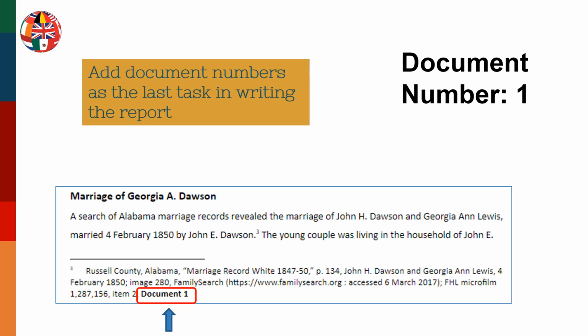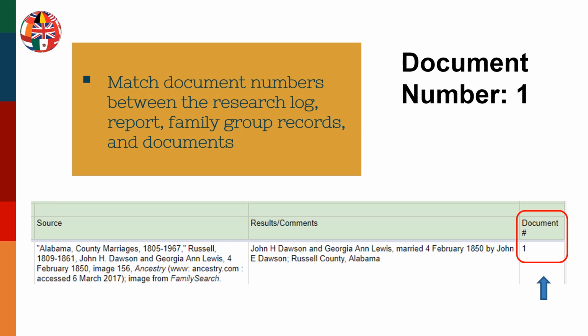That will signal whoever is reading the report to look in my appendix of documents for document 1, which will be an actual image of the marriage. It will also correspond to my research log. Here's a screenshot of my research log. You will see that I have the source citation and I have the results and comments section, and then under document number I have entered 1.